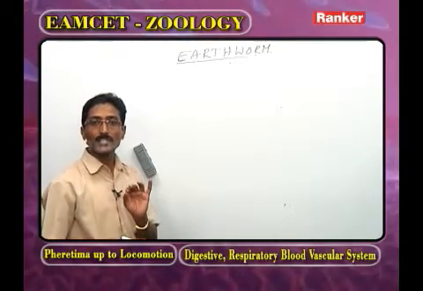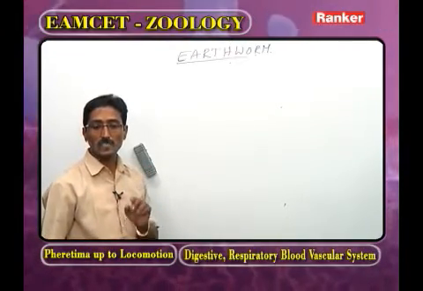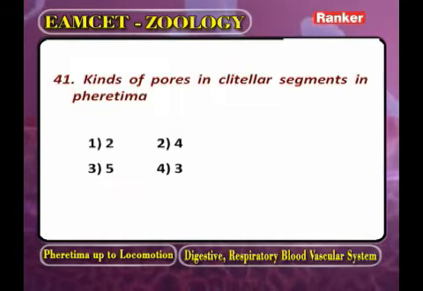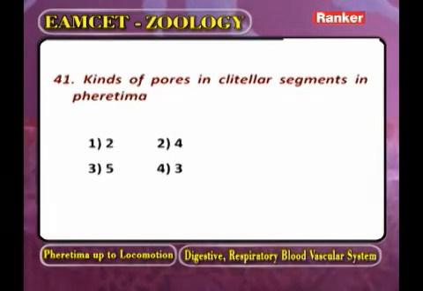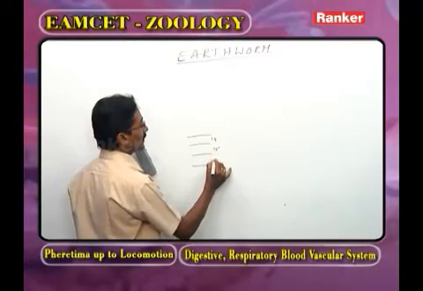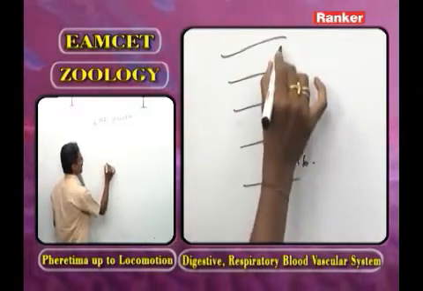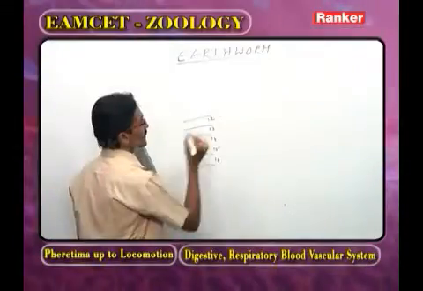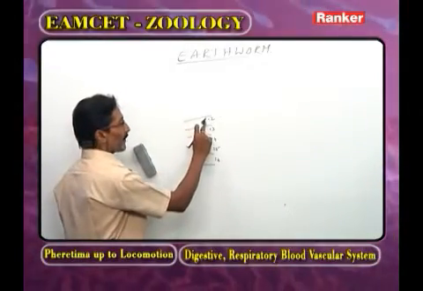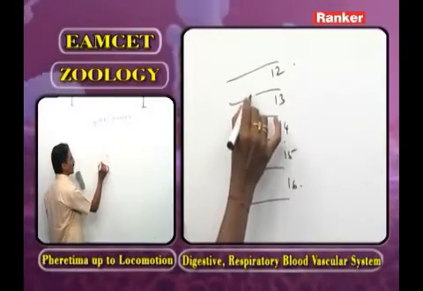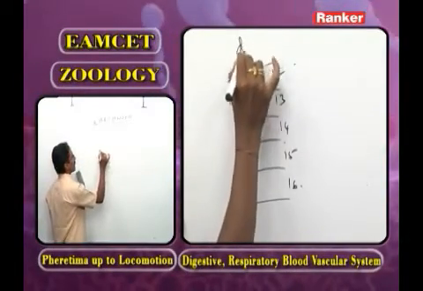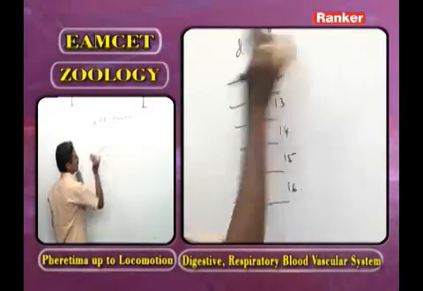Now we discuss one more interesting question. Kinds of pores in the clitellar segments. Now what are the clitellar segments? You have to observe the 14th segment, 15th segment and 16th segment. Now this is the 13th segment and this is the 12th segment. Between the 12th and 13th segment, what is present? This one we call the dorsal pore.